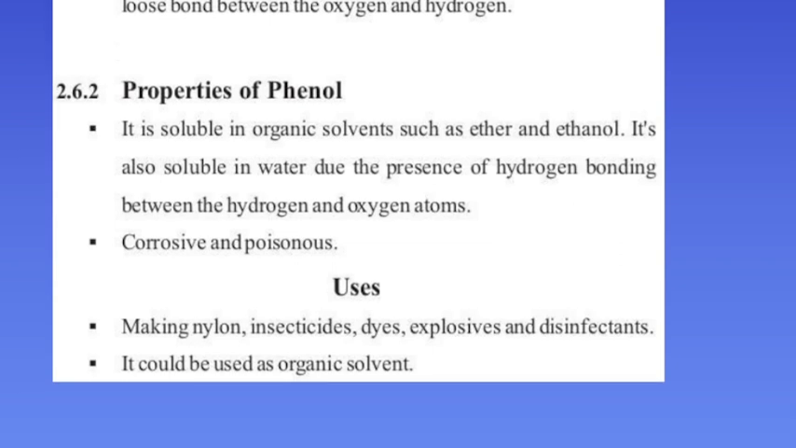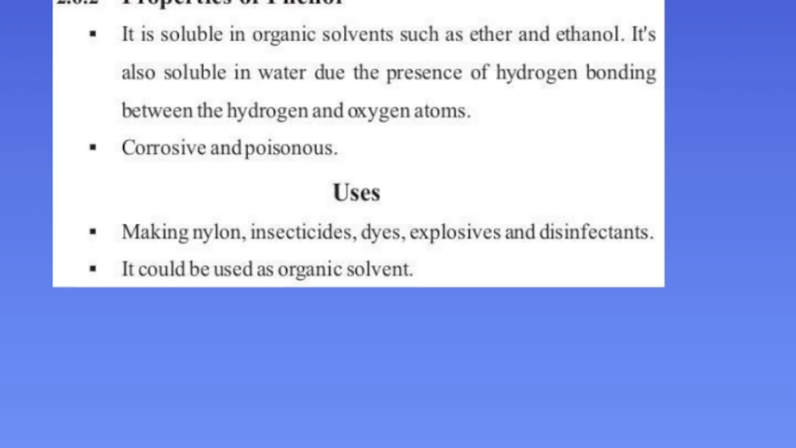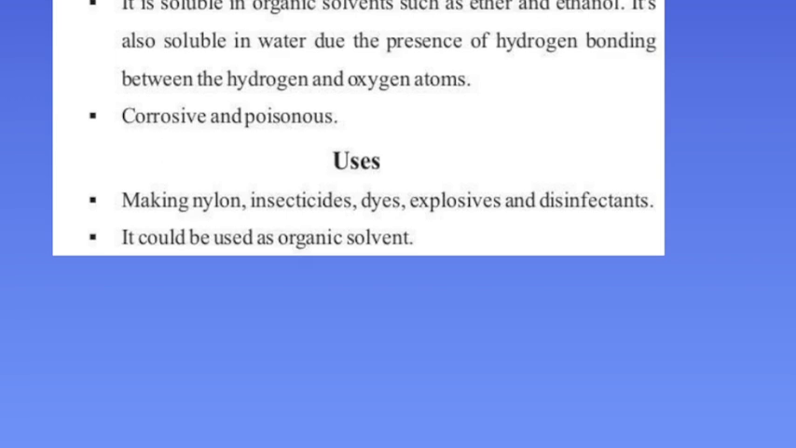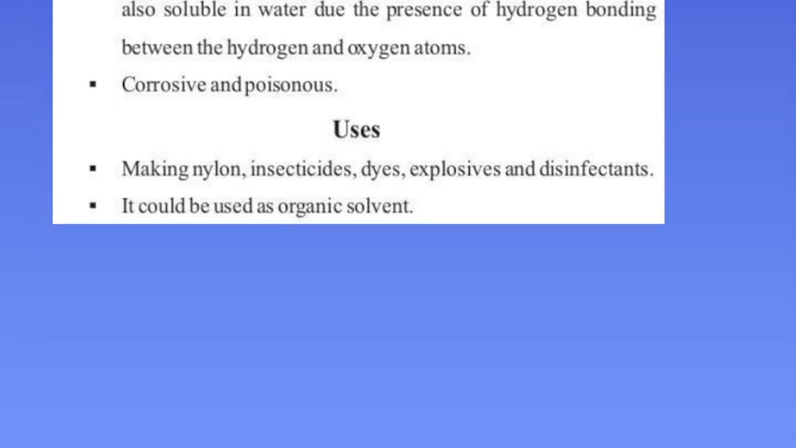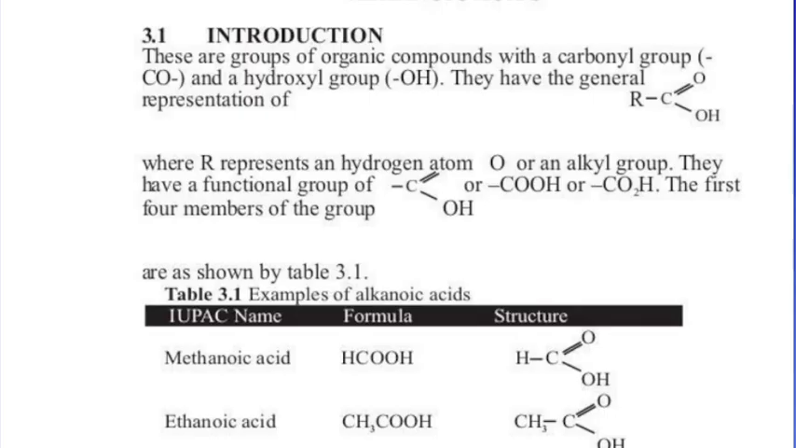So, properties of phenol. It is soluble in organic solvents such as ether and ethanol. It is also soluble in water due to the presence of hydrogen bonds between hydrogen and oxygen atoms. It is corrosive and poisonous. So, mind you, do not go about drinking phenol. It is also used for making nylon. It is used as an insecticide, for dyes, explosives, disinfectants, and it could be used as an organic solvent.